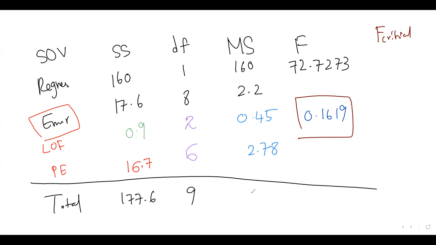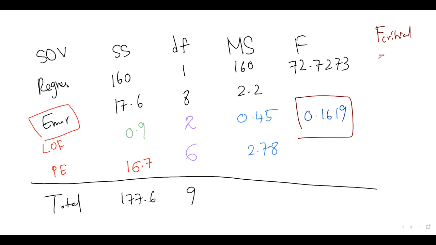If you are given this table and asked to check for model adequacy, you have to refer to this F. If you are given this table and asked to check for model significance, you have to refer to this F. Very easy. We only added these two columns just because we had repeated observations.